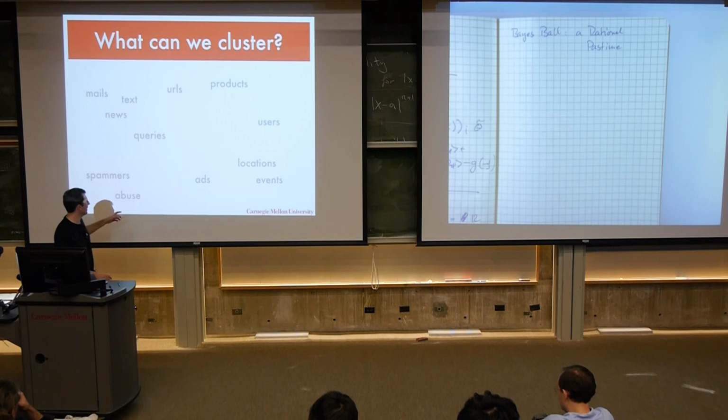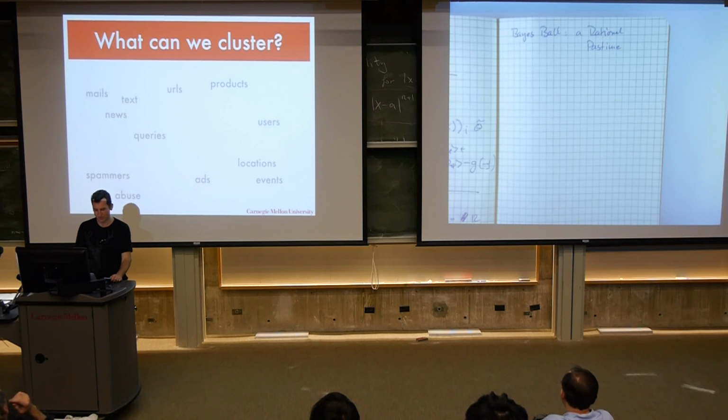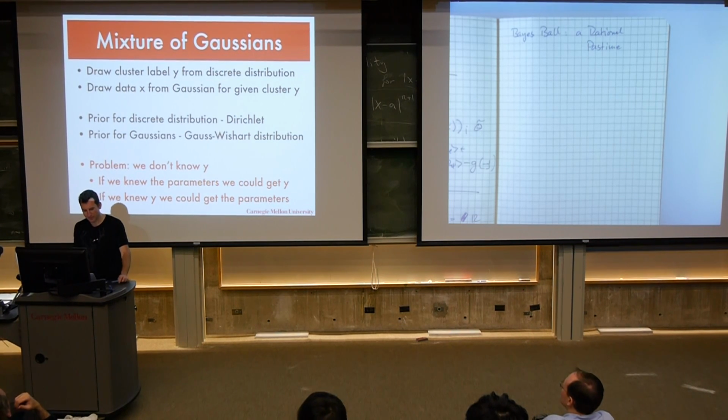But basically, I think that list should already explain that there's a lot of stuff that you could cluster, and people are still writing algorithms for that. But for the sake of simplicity, we're going to stick with the Gauss and discrete. So, in other words, we draw the cluster label from the discrete, and we draw the data from a Gaussian given a cluster, and we use the appropriate conjugates, just to make our life easier.